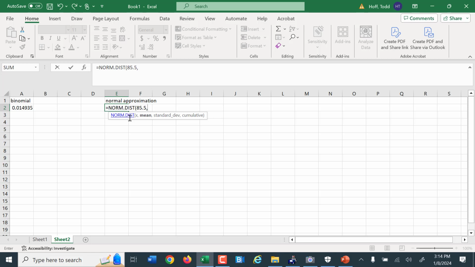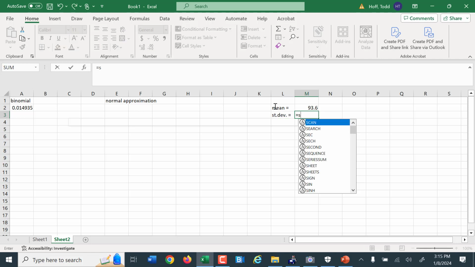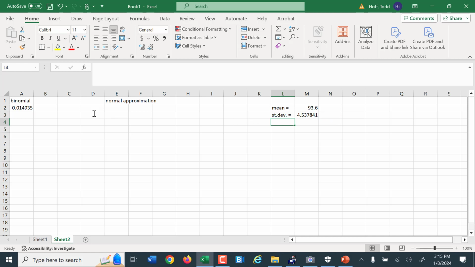The mean has to be calculated, so I've got to come back and do this quick. Let's find our mean here, which is going to equal 120 times 0.78. And we're going to find our standard deviation, which is going to equal the square root of 120 times 0.78 times 0.22. That's 1 minus the 0.78. Giving us the 4.5378.